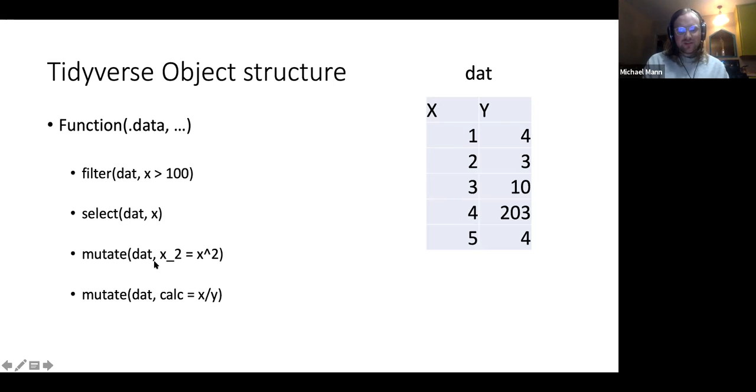Imagine you wanted to square everything and create a new column. If you use mutate, then you name your new column X_2 equals, and when you're using mutate, you always put an equal sign here. And then X squared means we're taking this column X and squaring everything in it. So then we'll have 1, 4, 9, 16, 25 here, and it'll be X_2 on the furthest to the right. Furthermore, you can also create another column. I call it calc, where we can also divide X divided by Y, and it'll create a new column to the right too called calc.